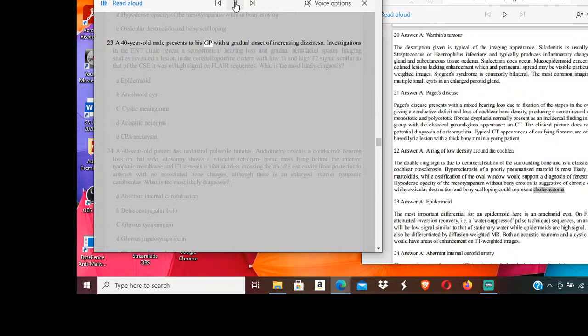A 40-year-old male presents to his GP with a gradual onset of increasing dizziness. Investigations in the ENT clinic reveal a sensorineural hearing loss and gradual hemifacial spasm. Imaging studies revealed a lesion in the cerebellopontine cistern with low T1 and high T2 signal similar to that of the CSF. It was of high signal on FLAIR sequences. What is the most likely diagnosis?